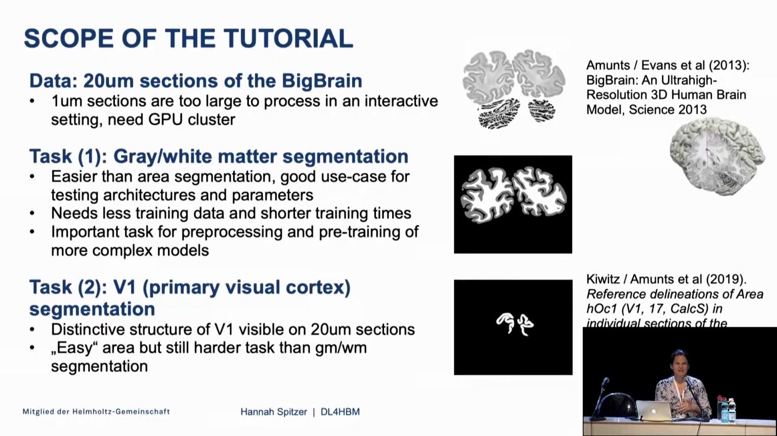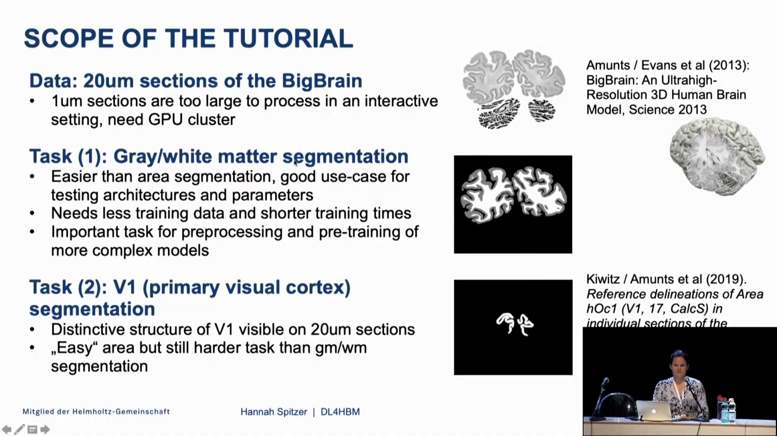So that means it's actually quite an easier cortical area to recognize. However, it's still a much harder task than gray-white matter segmentation. And we'll see in the course of this tutorial what we need to do in order to adapt the networks to work on that. Both of these ground truth data sets for the gray-white matter segmentation and for the V1 segmentation are publicly available as well.